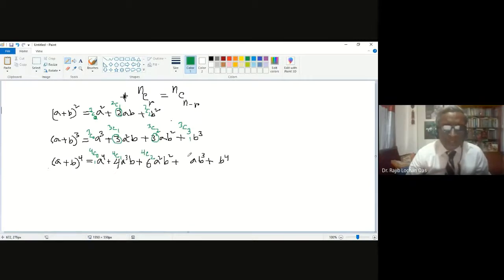The second last number is 4C3. So what is 4C3? Actually, this number is also 4. 4C3 and 4C1 are the same. And the last number, what is it? It will be 4C4. So 4C4 is always 1. So this is the pattern.